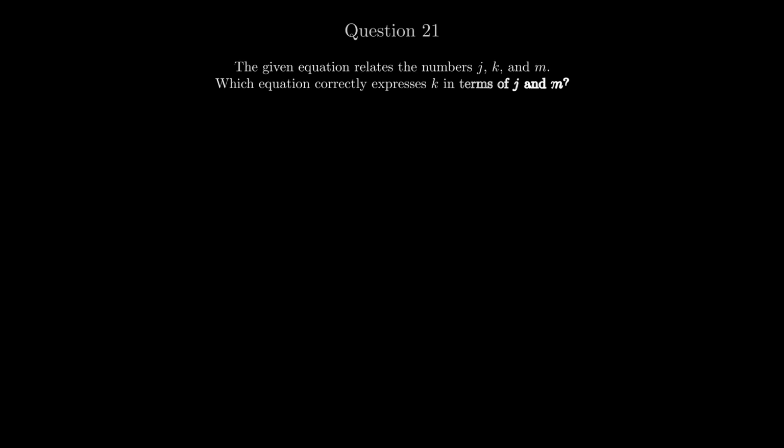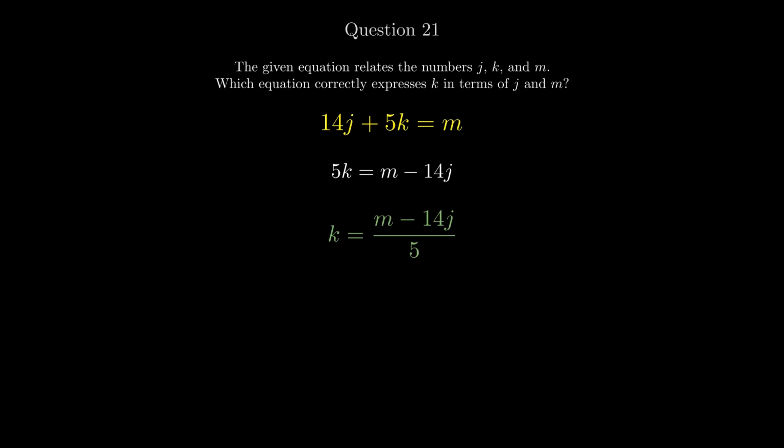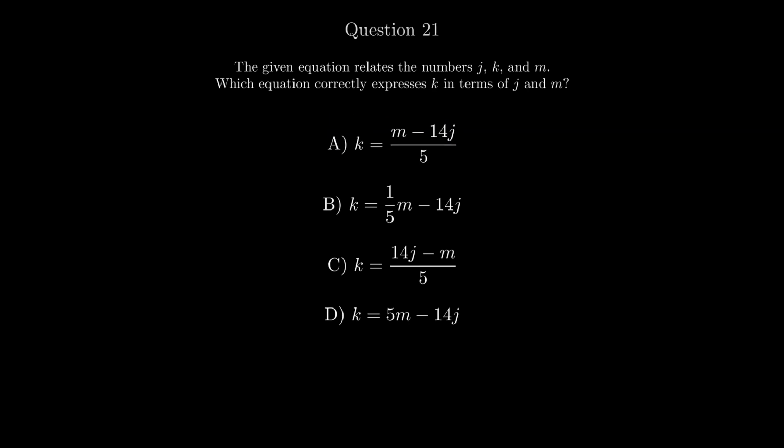Moving on to question 21. We are given the equation 14j plus 5k equals m. The problem asks us to solve for k in terms of j and m. To isolate k, our first step is to subtract 14j from both sides of the equation. This gives us 5k equals m minus 14j. Finally, to get k completely by itself, we divide the entire right side by 5. This results in k equals m minus 14j, divided by 5. Checking our choices on the screen, this algebraic expression corresponds perfectly to option A.